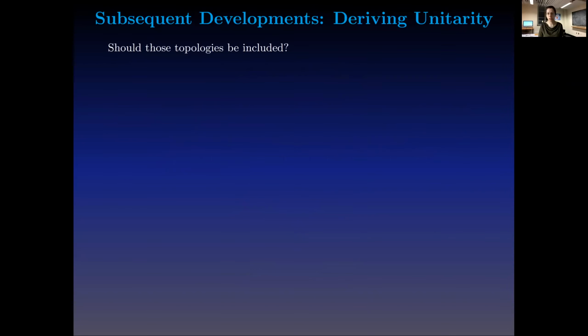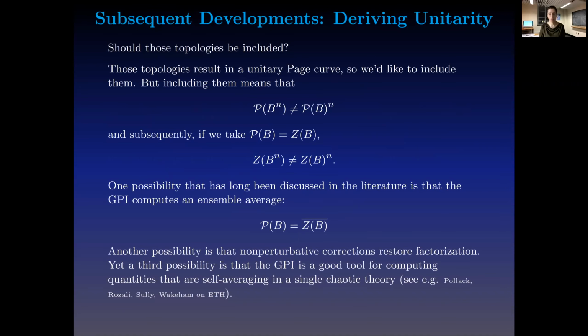So should these topologies be included? Well, they result in a unitary Page curve, so we want to include them. I mean, usually we say, what do we want? And then we find a calculation that does it. And I guess we can try to ignore everything that's wrong with that calculation. But of course, that's not really the way we do it. And we have to face the fact that including them means that the gravitational path integral on n copies of a manifold B is not the same as the gravitational path integral on B raised to the power n, which gives us a bit of a problem if we assume that the gravitational path integral exactly computes the partition function.